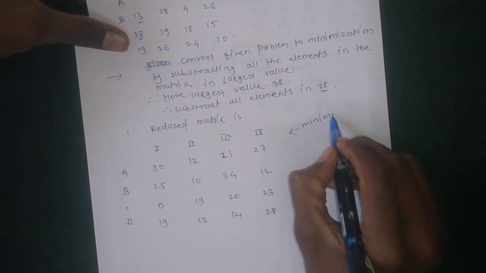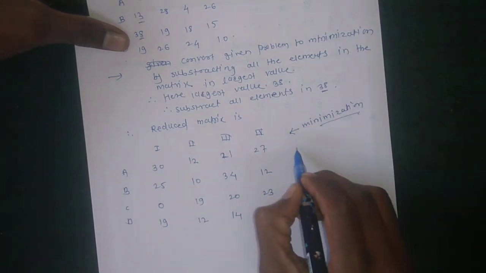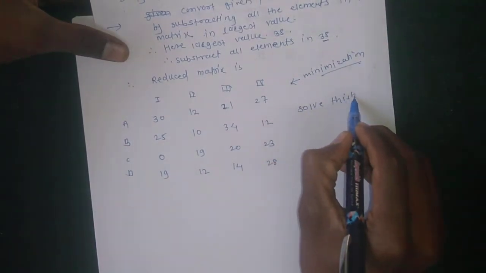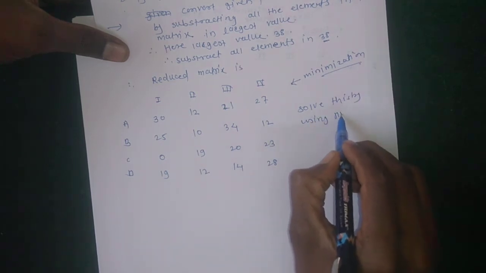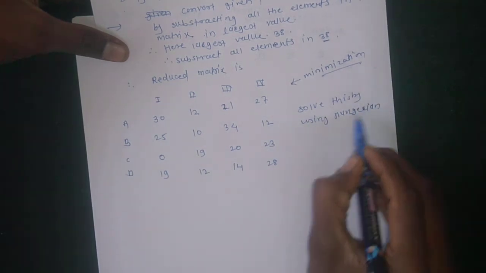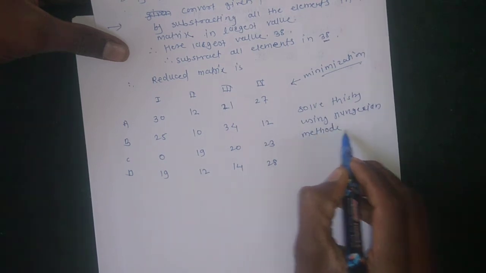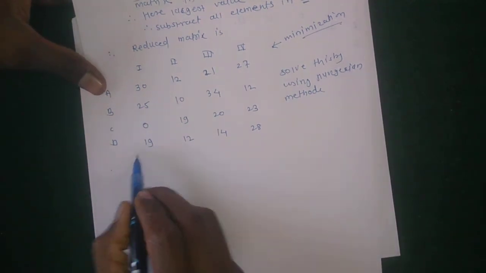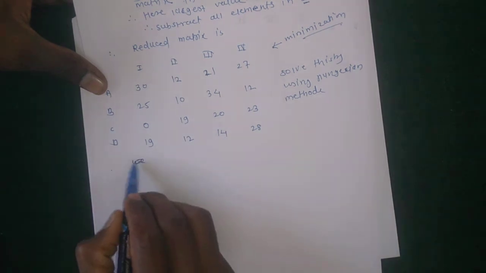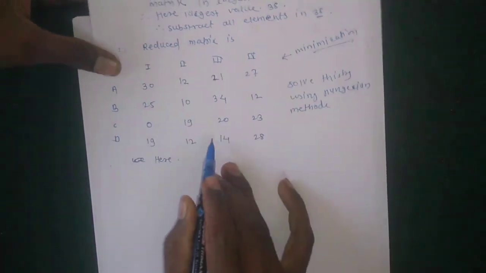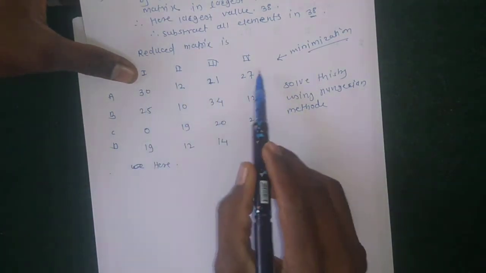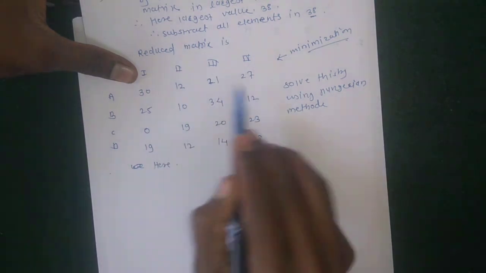Now we solve this minimization problem by using the Hungarian method, the regular method. Firstly, in this table, select the smallest element in each row and subtract it from every element of that row.